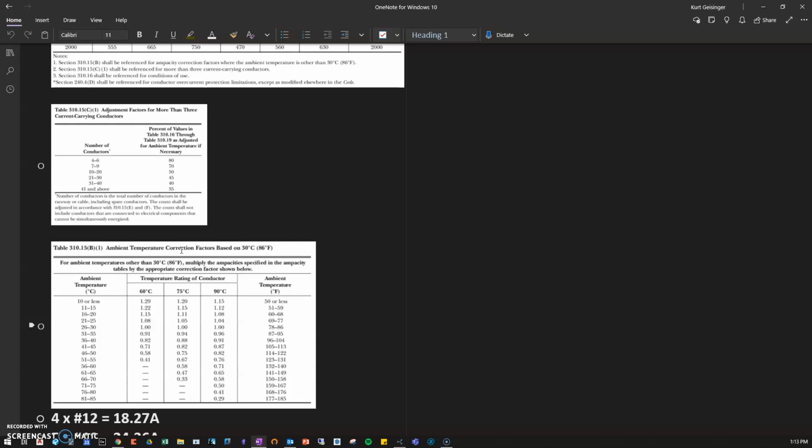And there are two conditions when I would do that, or two that we study anyway. The first is if we have more than three current-carrying conductors in a raceway. The second would be if we install these in an area with a high ambient temperature.